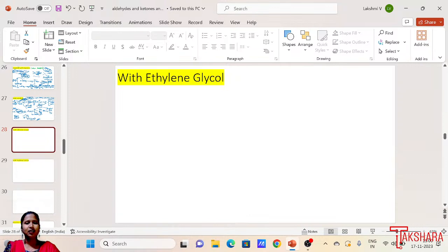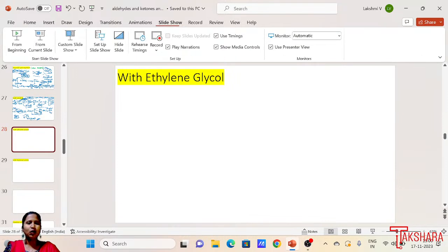Today's class, let us continue with the previous session class. So now let us know by using ethylene glycol how to prepare aldehydes and ketones. When ethylene glycol is treated with aldehyde and ketone, what will the products be? So let us see the reactions.